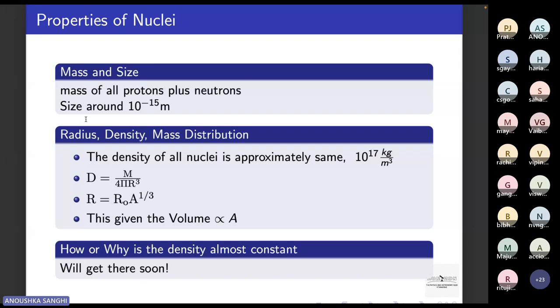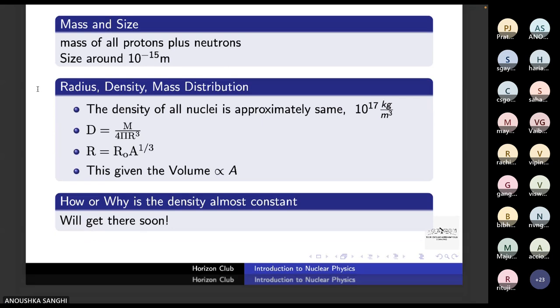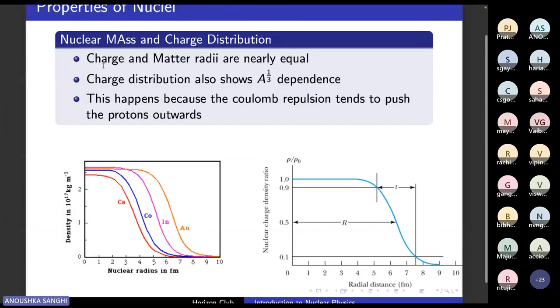And now, since various experiments were done, one very important conclusion came from different experiments like electron scattering or alpha decay. You should mark this point: the nuclear charge and nuclear matter radii are nearly equal. So it comes from the experiments. The nuclear charge and matter radii are approximately equal, and also the way the protons and neutrons are distributed in a nucleus, sorry, is uniform, okay?